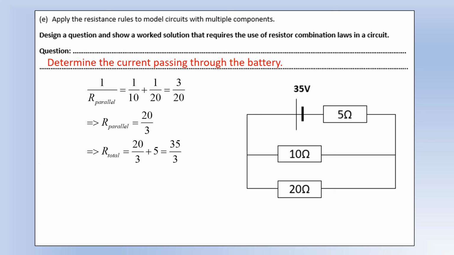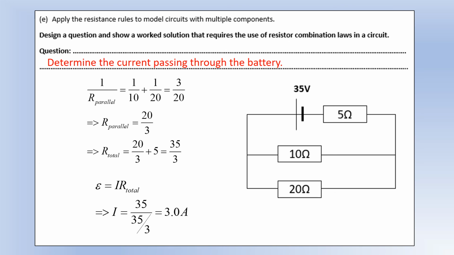So that's what I'm going to do first. I'm going to find the resistance of the parallel resistors, and then that parallel section is in series with the 5 ohm, so we can add those two together, giving us a total resistance of 35/3. Then we can essentially use Ohm's law to find out what the current is, and we can see it's exactly the same as we had before. It's 3 amps.